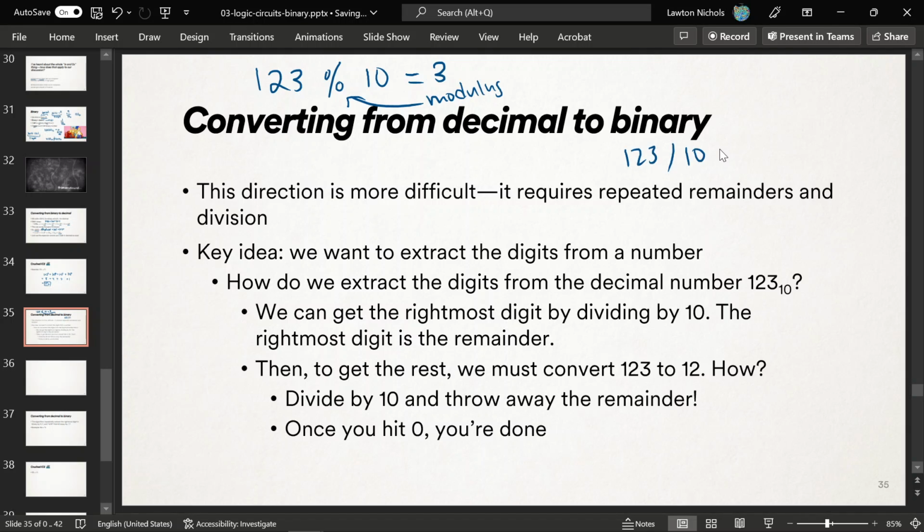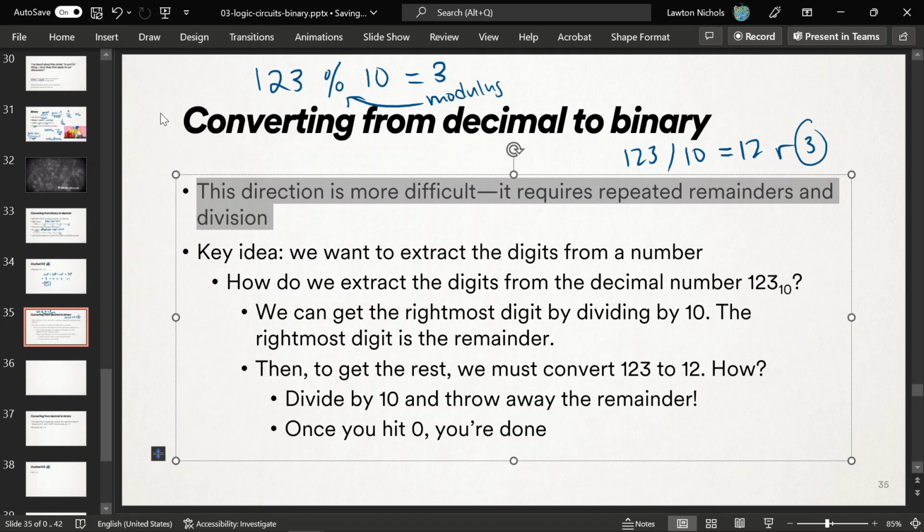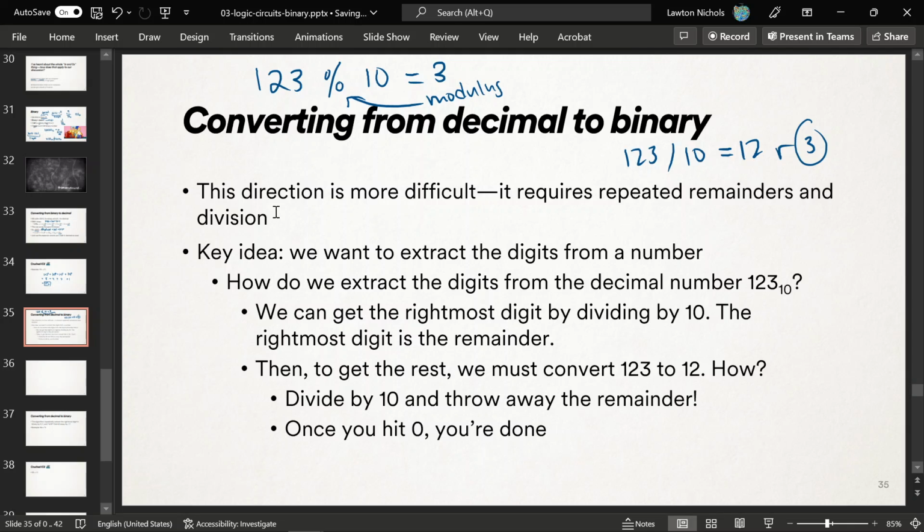Remember that kind of division? 123 divided by 10 is 12, remainder 3. So it's giving you back this part, the remainder, that 3 without the fraction involved. Okay? So I hope that makes enough sense. Please yell at me if it does not. But that's going to give us the way that we can extract digits. Okay? Because that's what we really want to do.